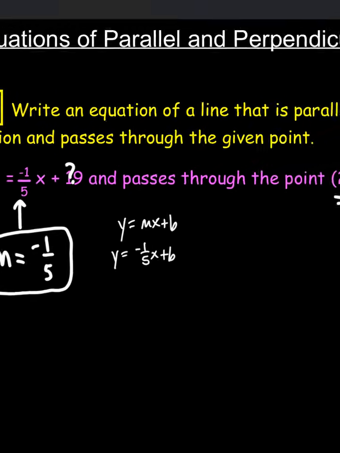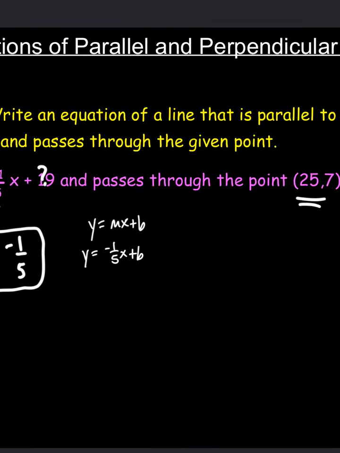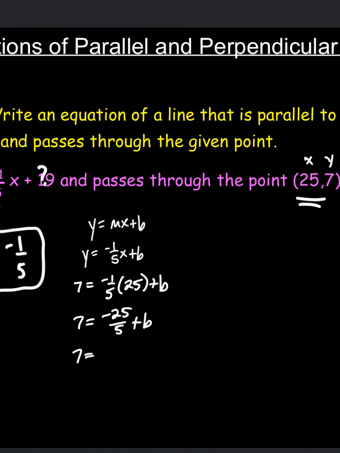And then what is our point here? It is 25, 7. So that means our 7 we'll put in for y, our 25 we'll put in for x. So it's going to be 7 equals negative 1/5 times 25 plus b. So then we've got 7 equals negative 25 over 5 plus b. Negative 25 over 5 is just negative 5. And then we'll add 5 to both sides, and we get 12 for b. So that means that this is going to cross the y-axis up at 12.